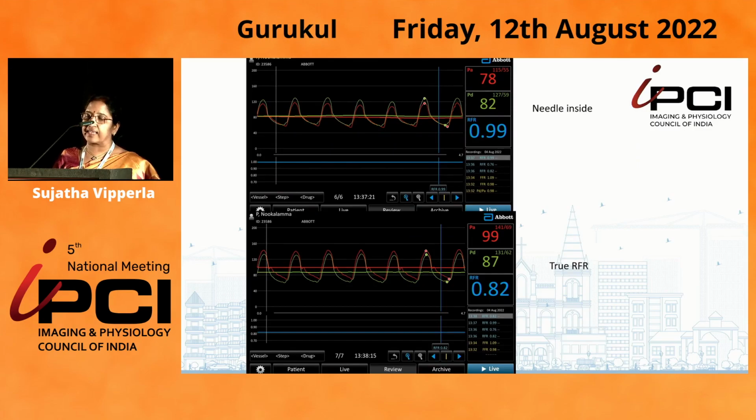Then the most important thing, already been told, is the needle inside. The needle has to be removed at equalization as well as measurement, because the space around the needle can cause a loss of the pressure, and the PA will be low and you'll underestimate the stenosis severity. So this is the true RFR, and if you have the needle inside, this is the RFR.